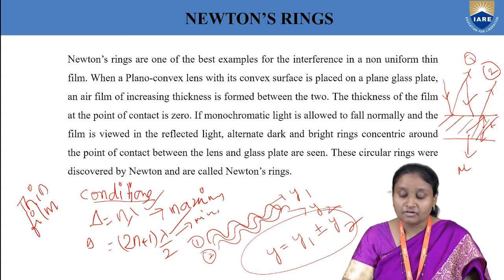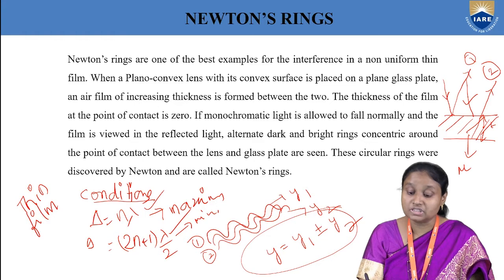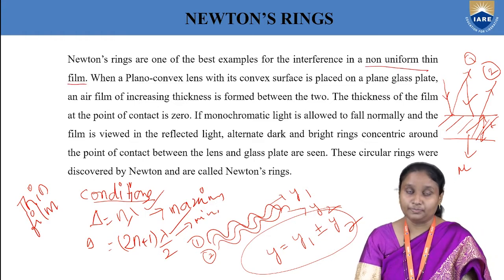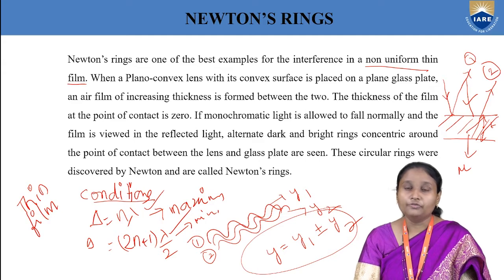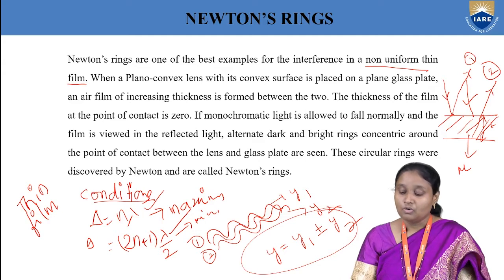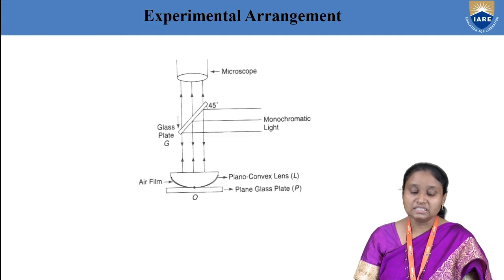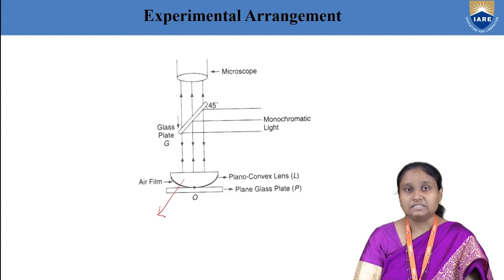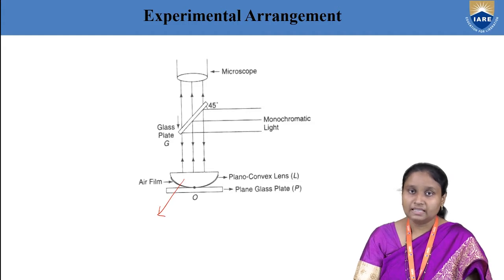Till now I have discussed a film of uniform thickness, but in Newton's rings we are going to take a non-uniform thin film. In order to form that non-uniform thin film, if you see this experimental arrangement, first we take a plano-convex lens, and then we take a plain glass plate.